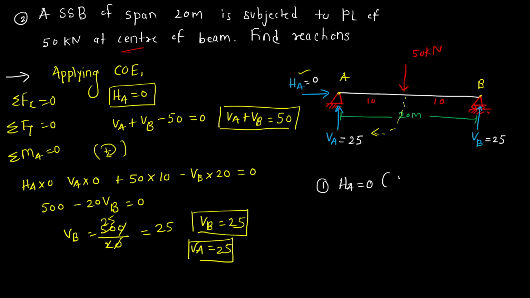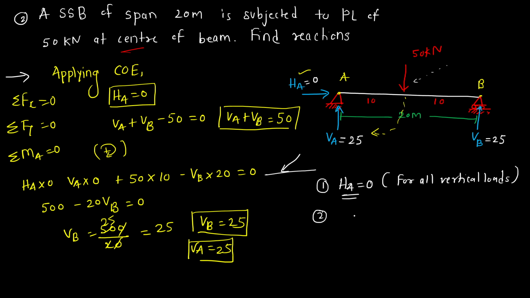That means for all the vertical loads, this HA value will be 0. If there is some inclined loading like this on the beam, then only the value of HA will come, otherwise the value will be 0.